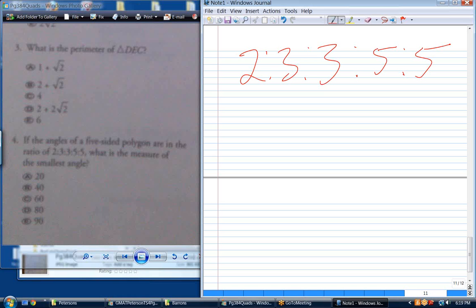What's the first thing we need to know about a 5-sided polygon? What is the sum of the angles? Oh, this is the one I can't remember. Okay, let me give you some help as to how to remember it. What is the sum of the angles of a triangle? 180. How about a quadrilateral? 360. Okay. Notice that I can divide the quadrilateral into two triangles, 180 plus 180.